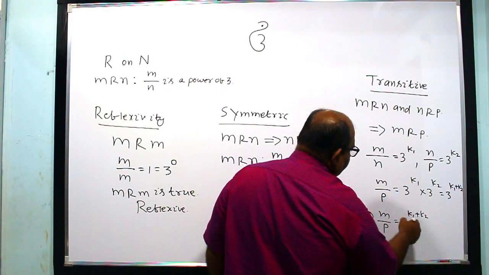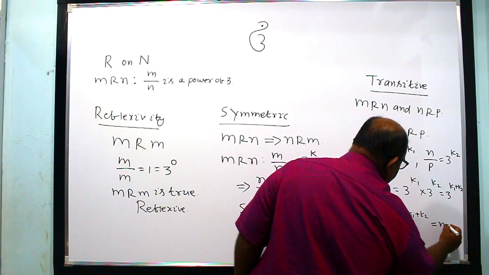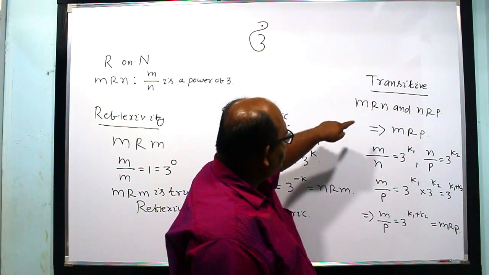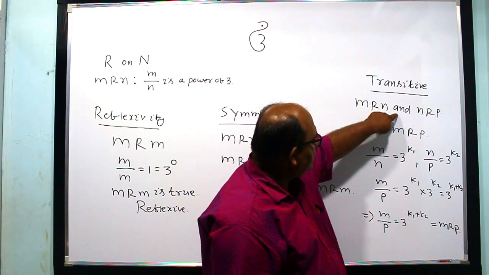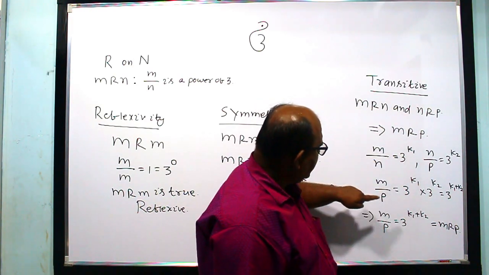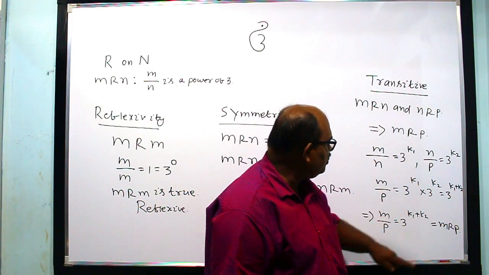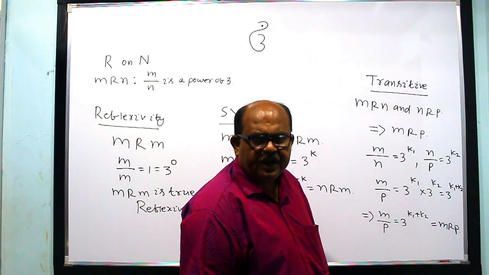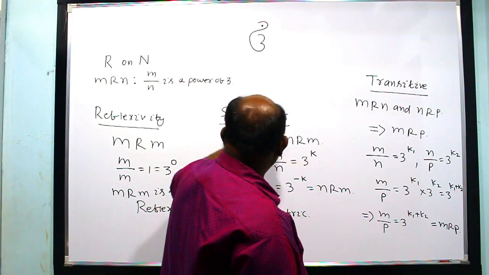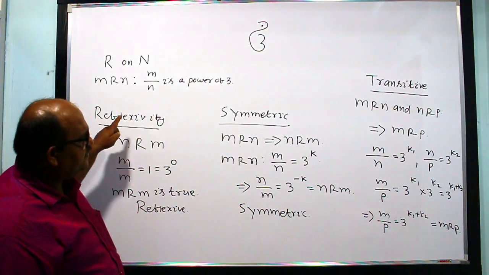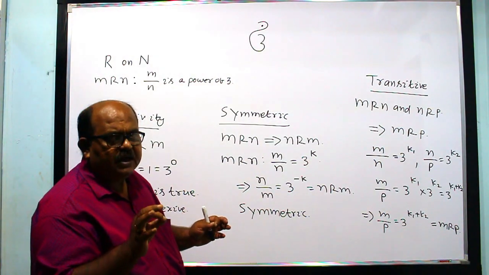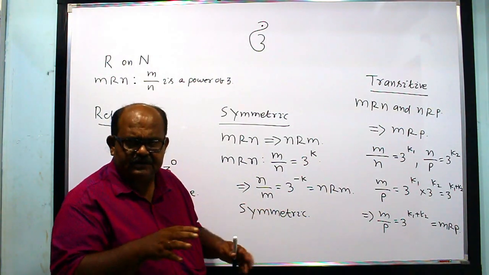If M by P is a power of 3, I can write that M is related to P. So we have taken M related to N and N related to P, and we got M related to P. So clearly the relation is transitive. Okay, so what happens? The given relation is reflexive, symmetric and transitive. So it is an equivalence relation.